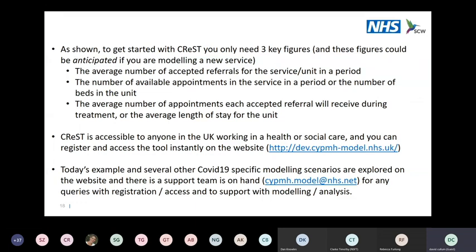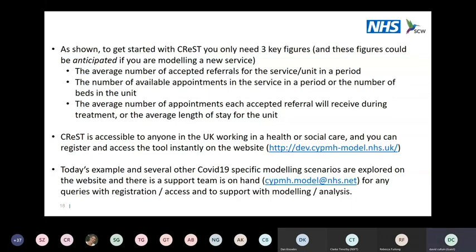The tool is available to anyone in the UK working in health or social care, and you can register and access the tool instantly on the website. The web link's there, and I'll make sure Becky's got these slides so that she can circulate them to you. And if you go to the website and register and log on, there's a bunch of other scenarios sat at the website.